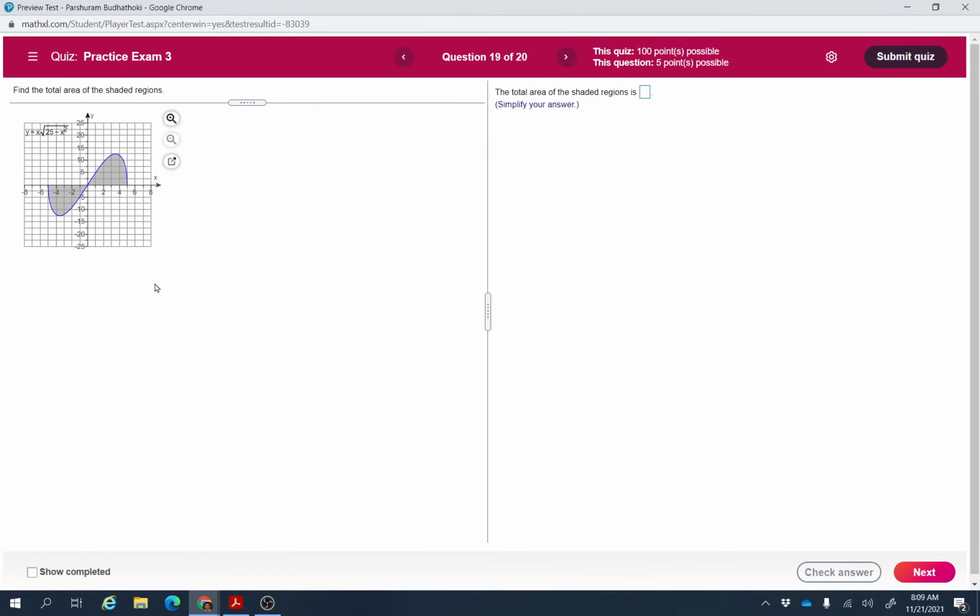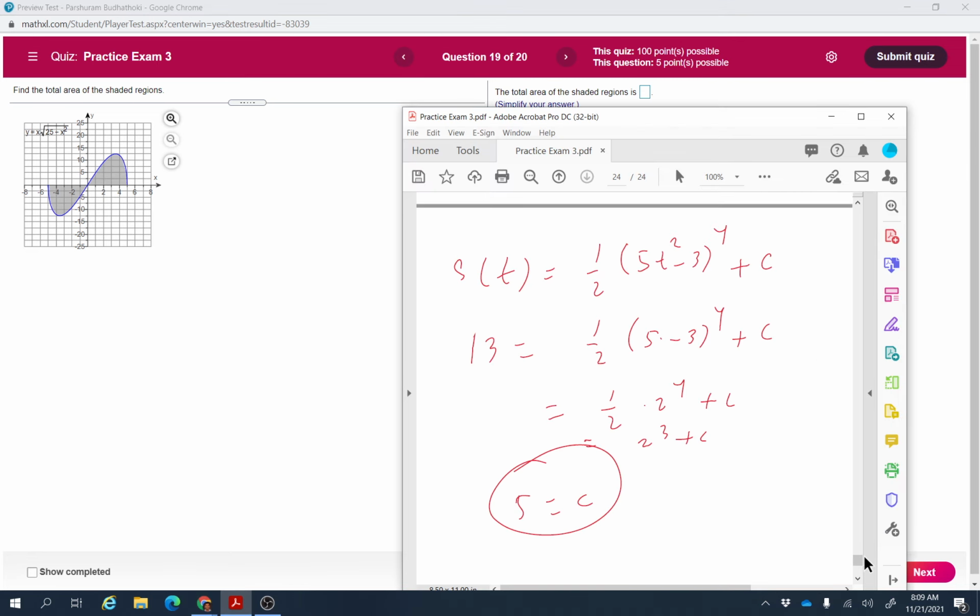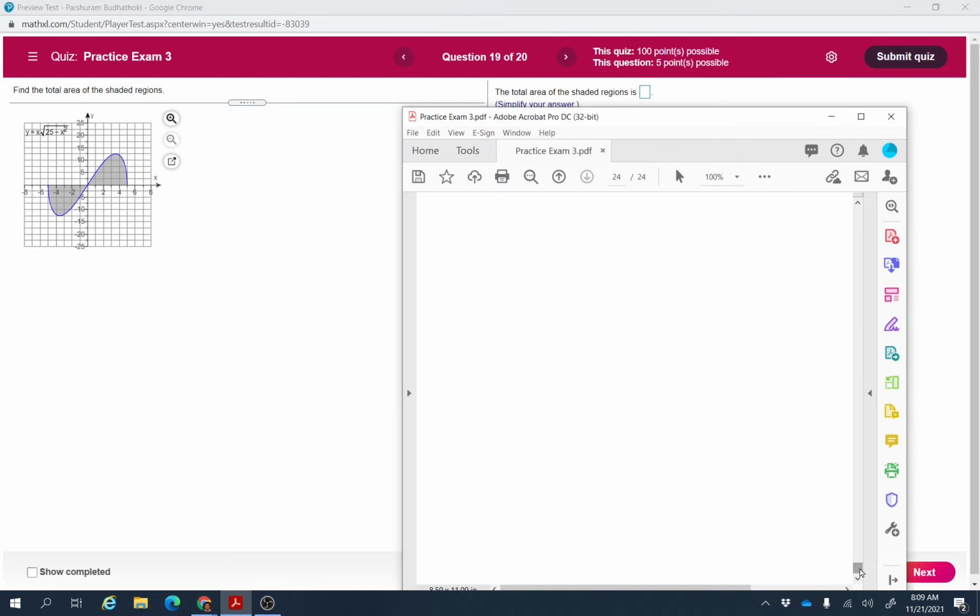Okay, to find the answer for this one, the area for the right part is just the integration from 0 to 5. To find the area of the left part, you can find the integration, but integration gives you the negative of the area, so you have to make it positive. But before doing that, look at this function very carefully. It's problem 19.